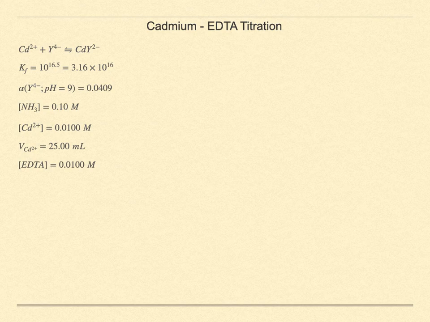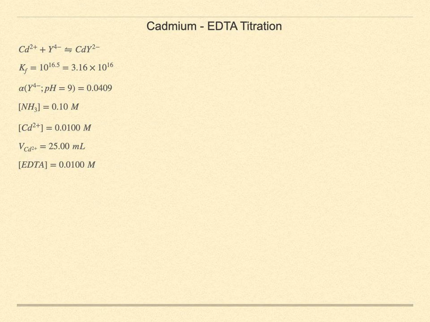If we do this in an ammonia buffer, such that ammonia equals 0.1 molar, we hope we can carry out the titration successfully. Consider the initial cadmium concentration to be 0.01 molar. We add the ammonia and adjust the buffer to pH 9. Then we titrate the 25 milliliter aliquot with a 0.01 molar solution of EDTA.